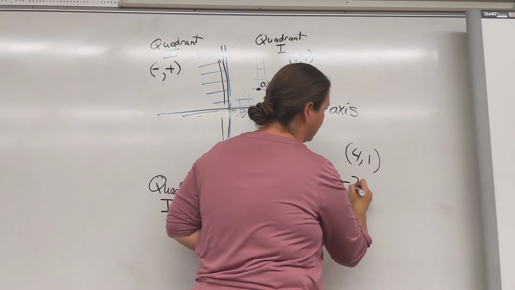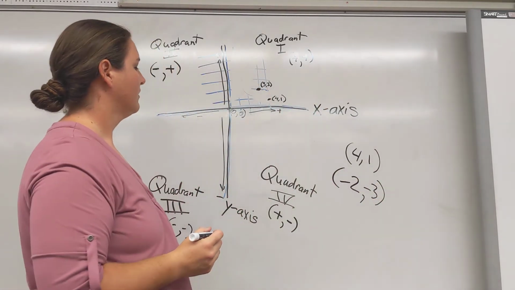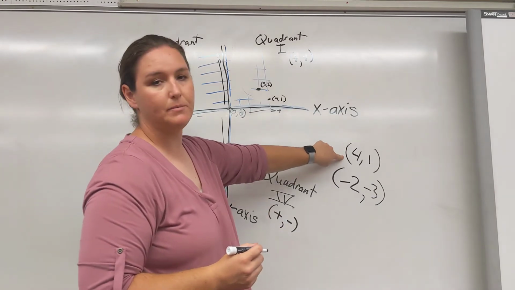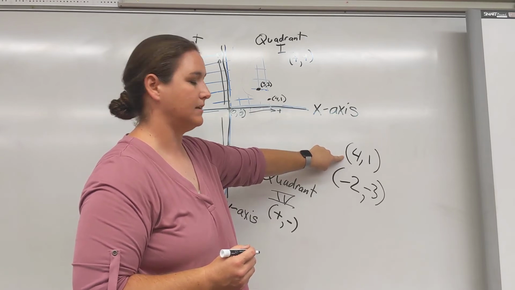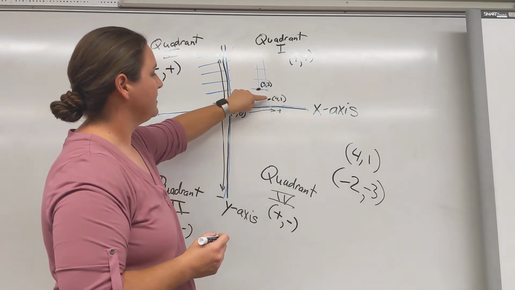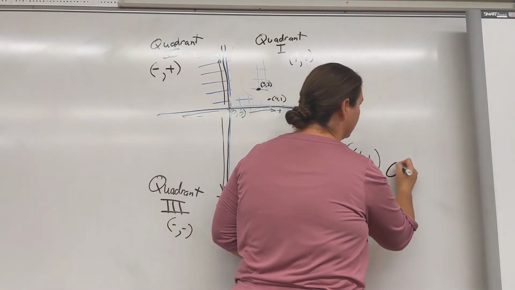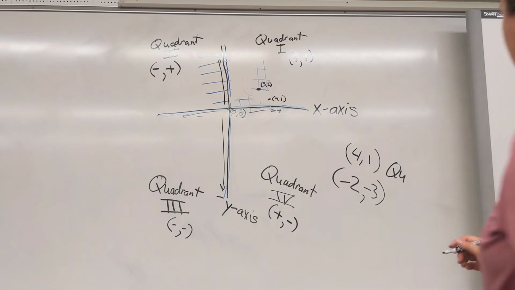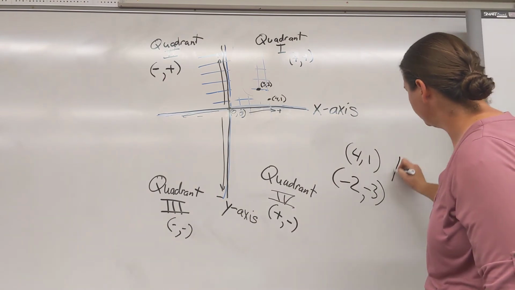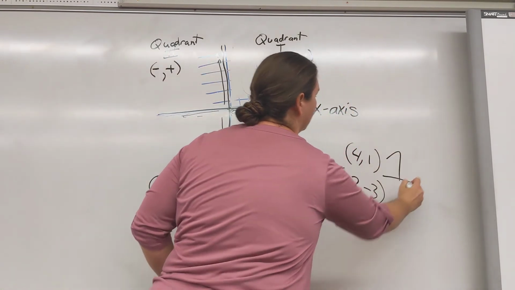Okay, let's try a negative 2, negative 3. Oh, first, let's go back to this one real fast. What quadrant is 4, 1 in? 4, 1 is up here. Positive, positive. It is in quadrant 1. Whoops. There goes my light. So it is quadrant 1. I'm actually just going to write my number 1. Okay.